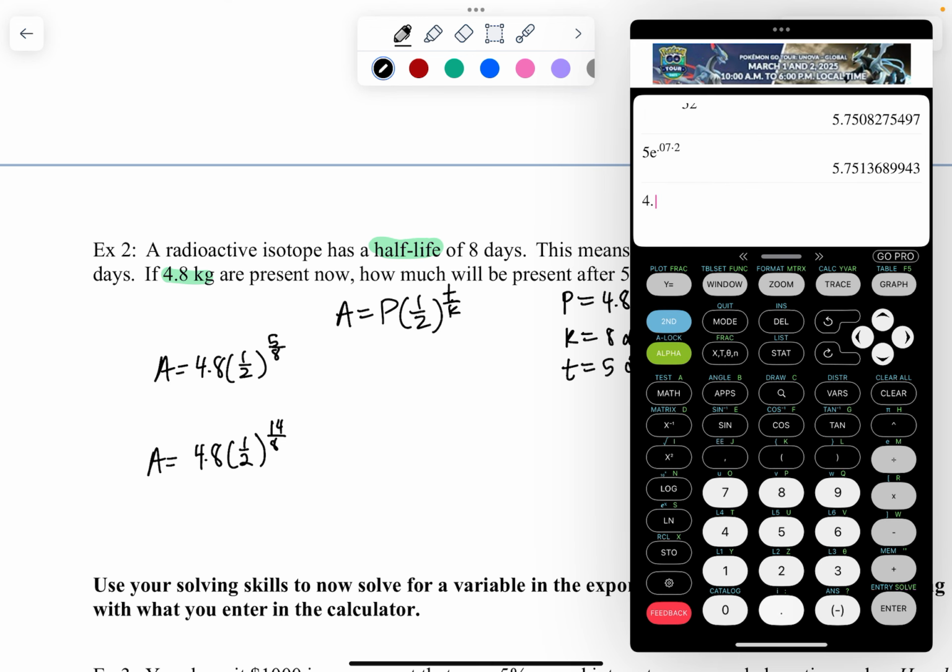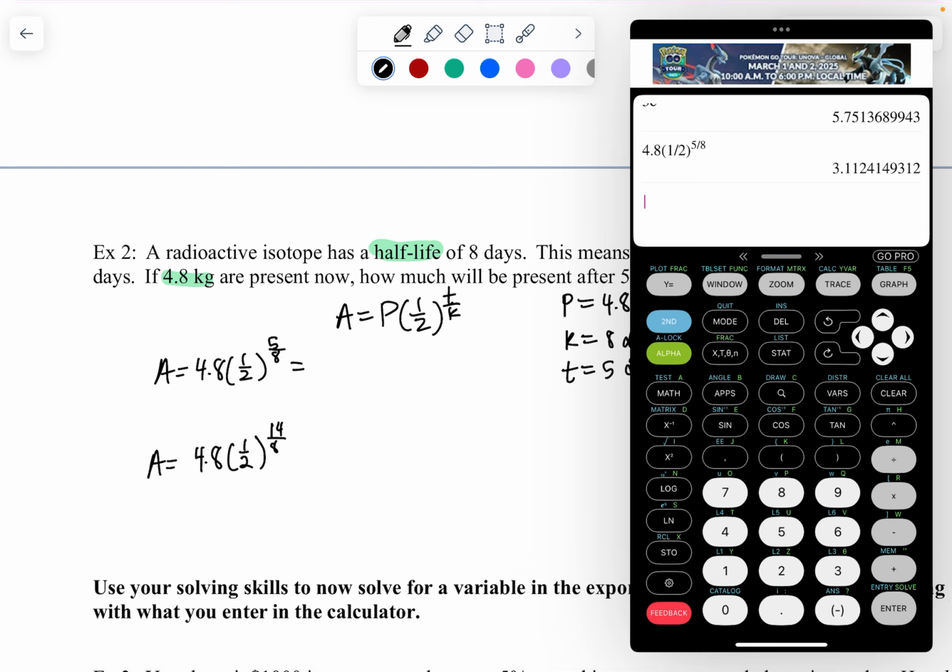Okay, and so 4.8 1/2 raised to the 5 over 8. We get 3.1, and then let's keep 3 decimal places since they didn't specify. And then our units are kilograms. And then we need 4.8 times 1/2 raised to the 14 over 8. We get 1.427.